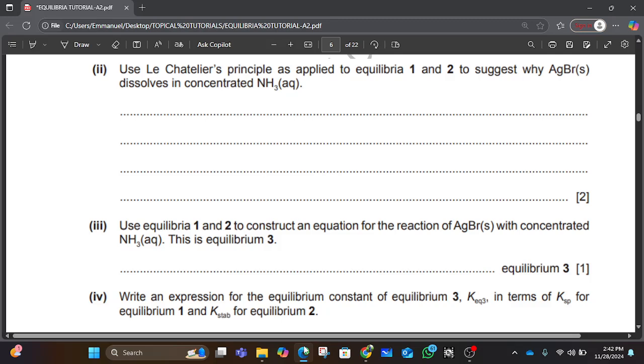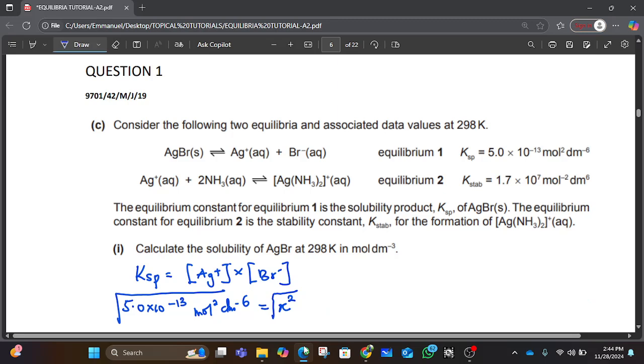II. Use Le Chatelier's principle as applied to equilibria 1 and 2 to suggest why AgBr solid dissolves in concentrated ammonia. To explain this, we can take the two equations over here, one after the other, and see what happens to them when concentrated ammonia is added.